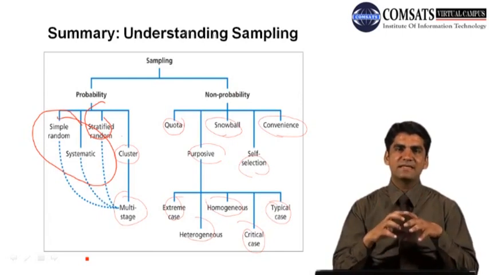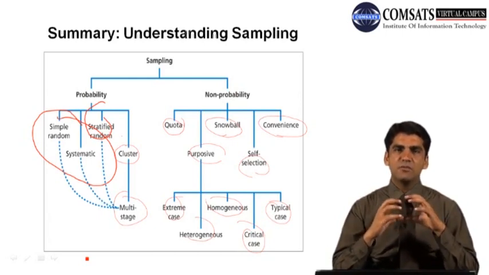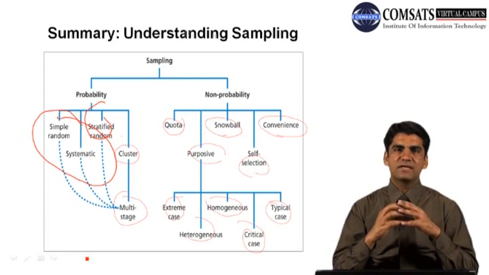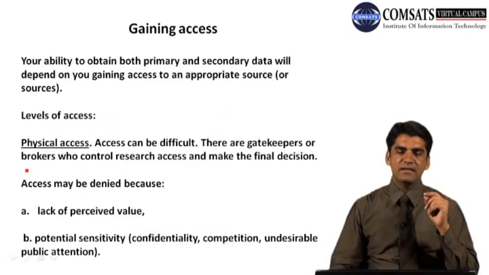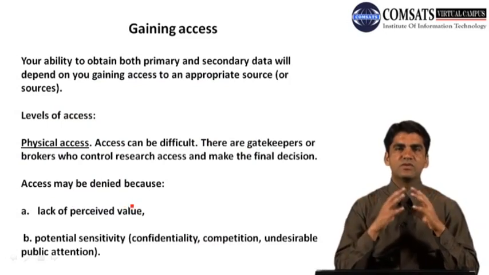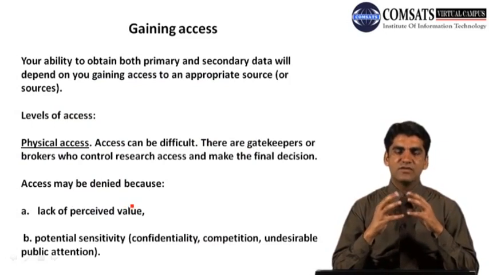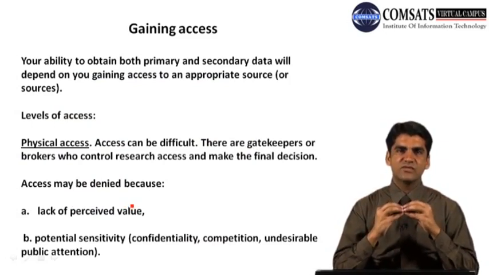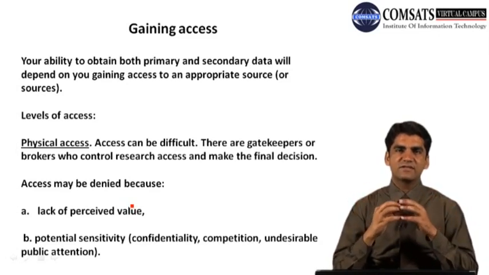Why am I discussing ethical issues now, and then we will discuss secondary data? Because ethical issues are more important when it comes to collecting first-hand information and primary data. So what is the problem when you start with ethical issues in your research? First thing is gaining access. So access and ethics go together. What kind of access do you have? Is that ethical or not?